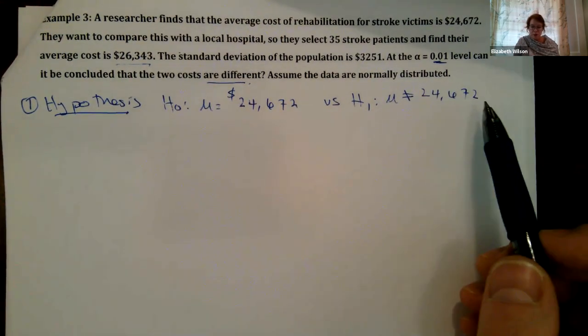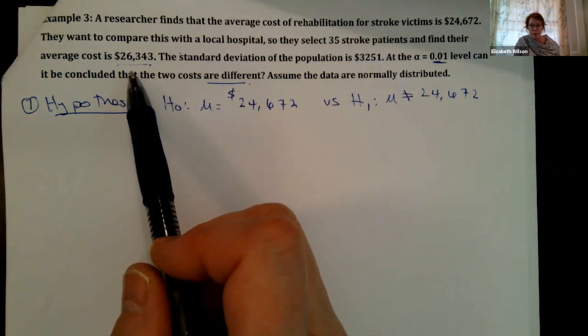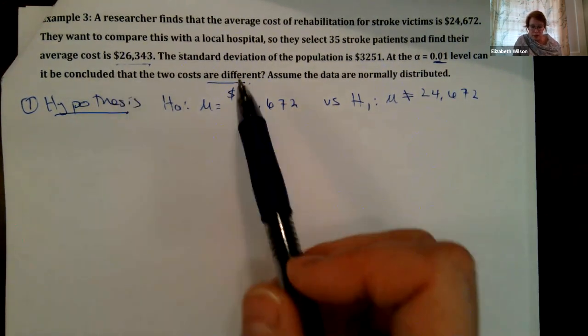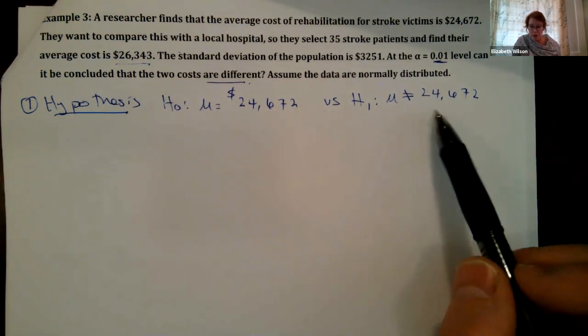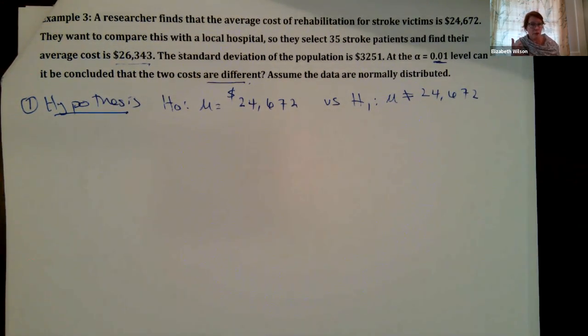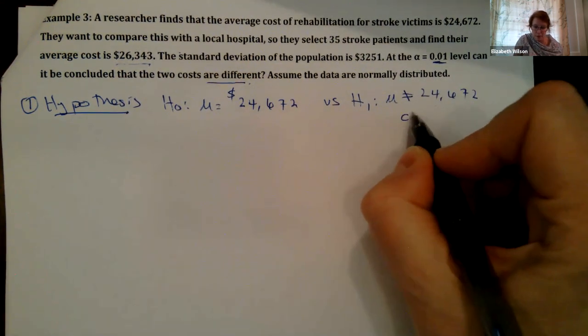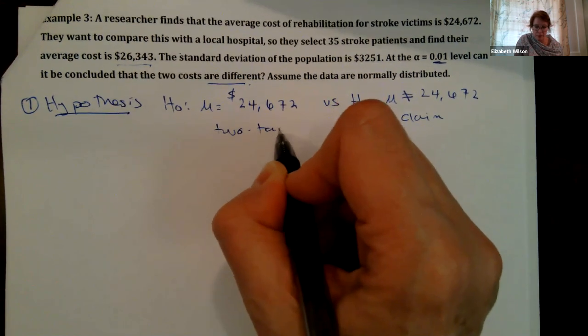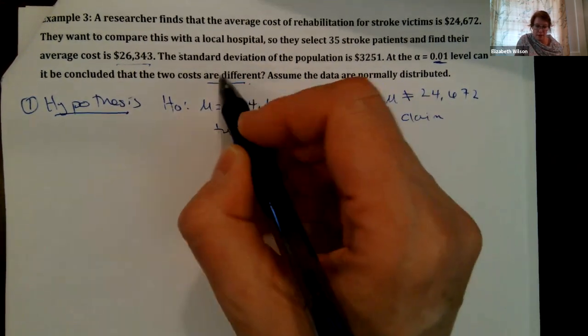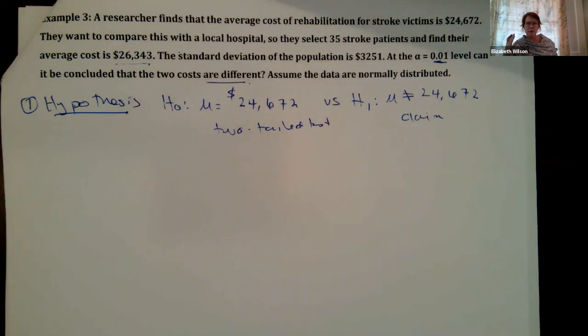24,672. Did you notice I didn't put in the value at the local hospital? The question was, are these different? If the question is, are these different, then I'm dealing with a two-tailed test. This is our claim. Because we have to learn how to decode what's being asked, so if it's right-tailed, left-tailed, or two-tailed.